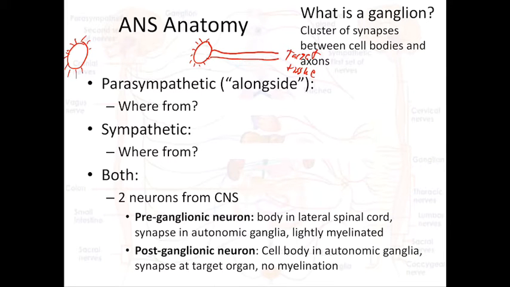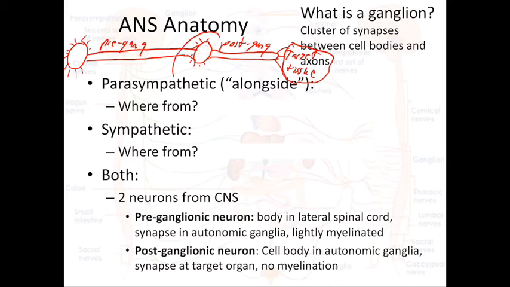The axon's coming down, target tissue's here. It's going to connect to that target tissue. This axon from this one comes down, also connects to the neuron. So this is our preganglionic neuron. This is a postganglionic neuron. And then this region right in here is the ganglion. It's that region where the preganglionic neuron synapses with the postganglionic neuron.